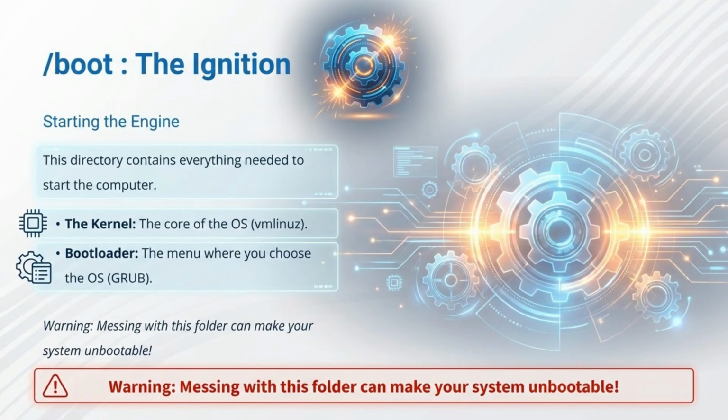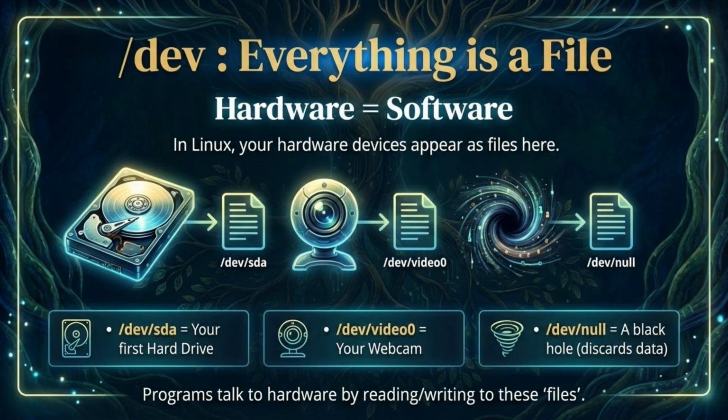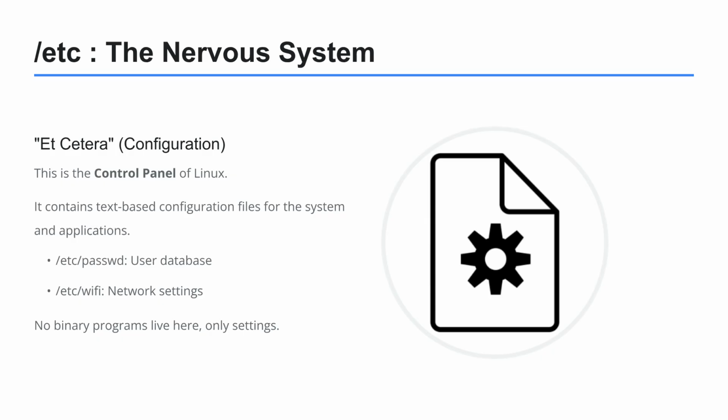/boot is the ignition of the system. This directory contains everything needed to start the computer, including the kernel and the bootloader. Exercise caution, as modifying this folder can make your system unbootable. In Linux, everything is a file, even hardware. The /dev directory is where your hardware devices appear as files. Programs interact with hardware by reading and writing to these virtual files.